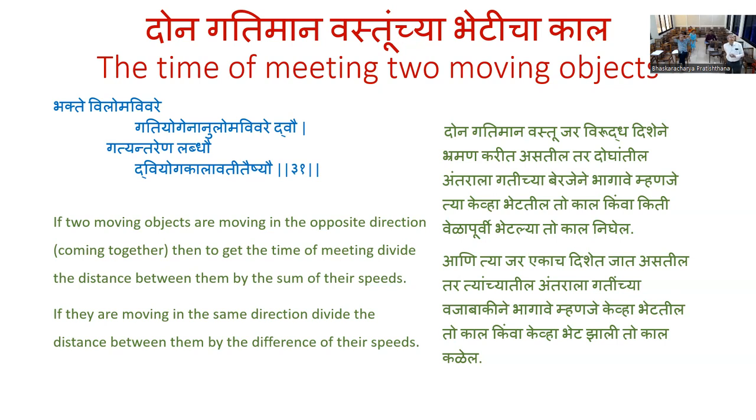and gati yogena anuloma vivare dvau gatyantarena labdau dviyoga kalau atitaishyau. So bhakte is divide. So divide viloma vivare gati yogena anuloma vivare. So I think it is mentioned that they are coming together and they are going apart.